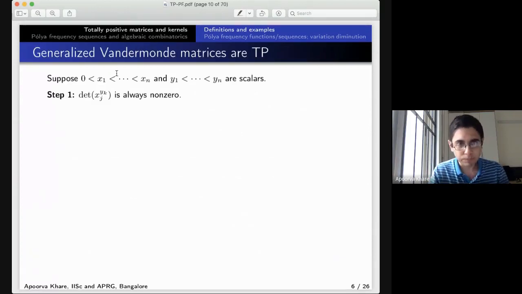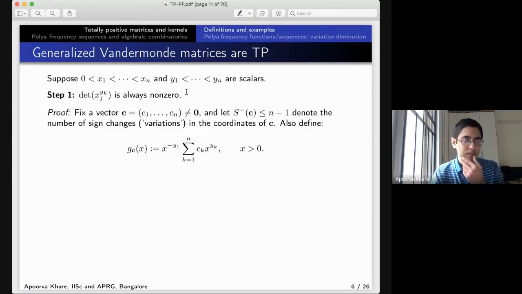Okay, so let me prove for you then that the generalized Vandermonde matrices are totally positive. I'm just reminding you of the statement: you take this matrix and you want to prove the determinant is strictly positive. Well, the first step is to prove it's always non-zero, and that is done in a slightly roundabout way. You want to claim this matrix is non-singular, so you want to prove the matrix times a non-zero vector is non-zero. We will convert it to fixing the vector itself and changing the x's, rather than fixing the x_j's and y_k's and looking at c.